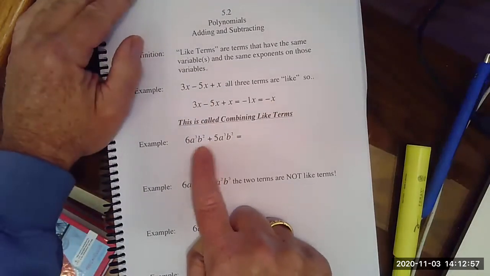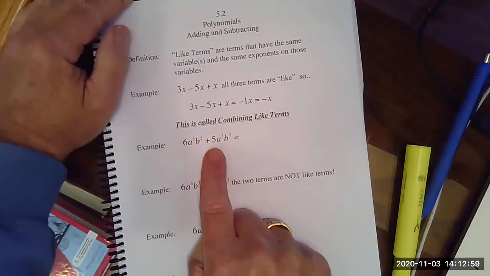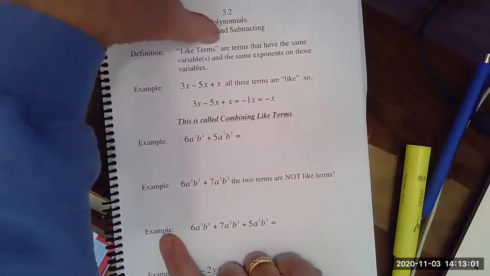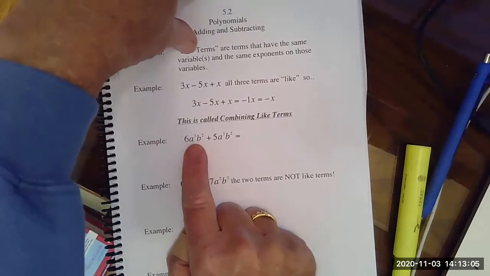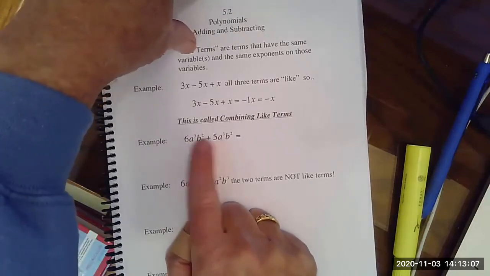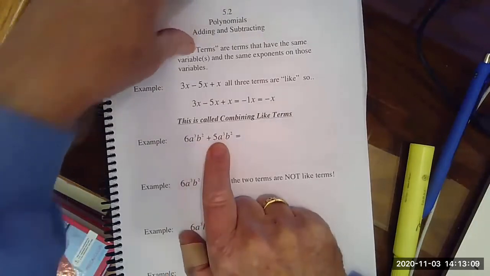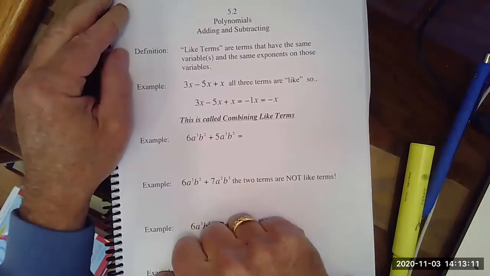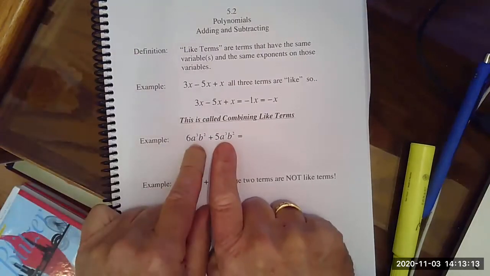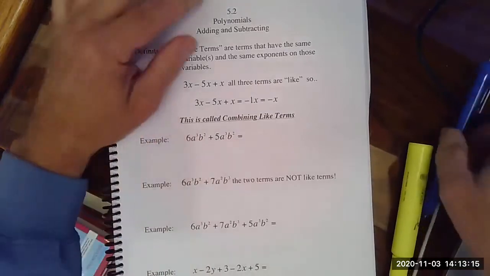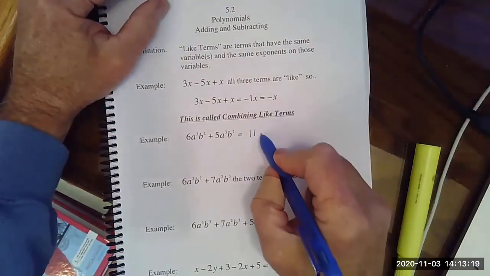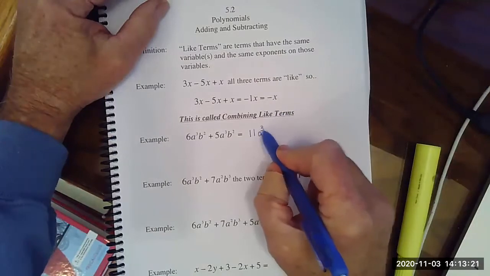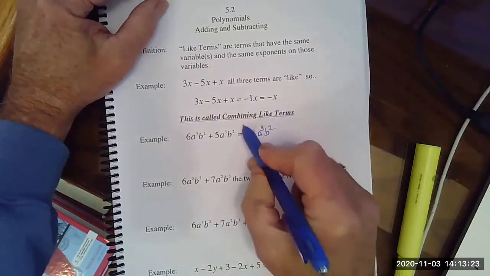Are these like terms? Right here. Like terms have to have the same variable or variables. Hey, they both have an A and they both have a B. The powers on each one of them are exactly the same. A's have cubes, B's have squares. So if that's the case, then you just combine. Hey, I have 11 of those A cubed B squareds. I have 11 of them.